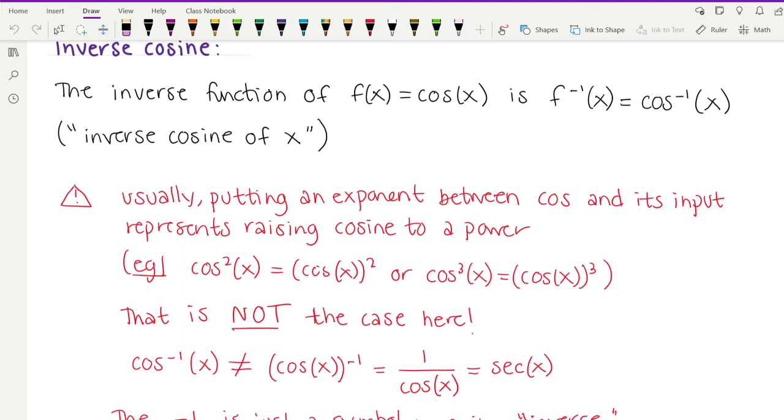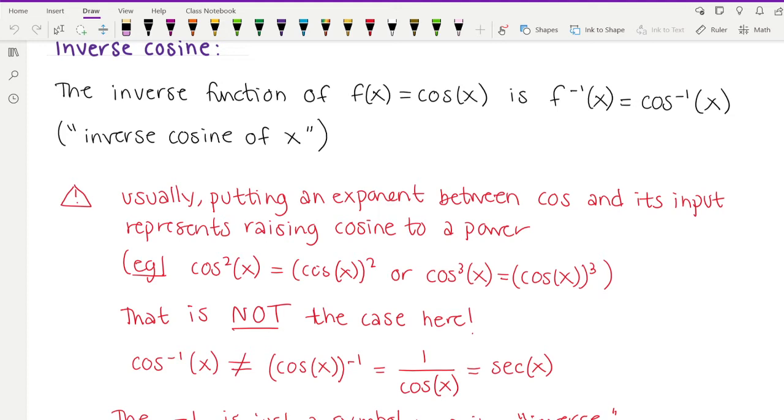Inverse means the reversal, like all the things we talked about on the last page, right? Inputs and outputs swap places, all of that good stuff. That's what I mean by inverse. I do not mean 1 over. I do not mean reciprocal. That is a completely different concept.